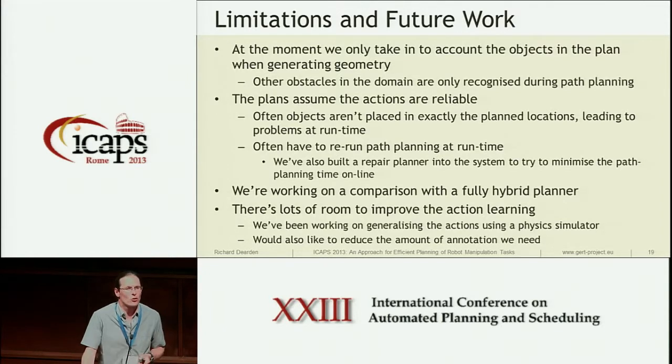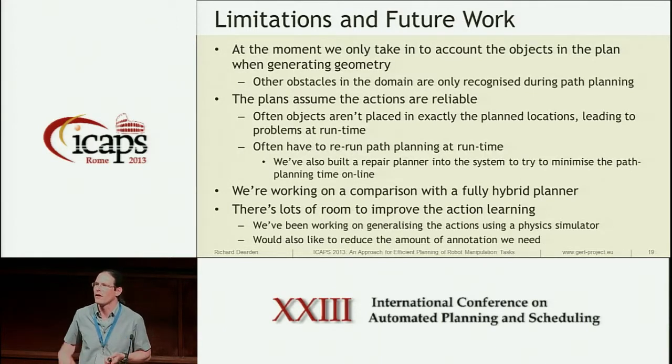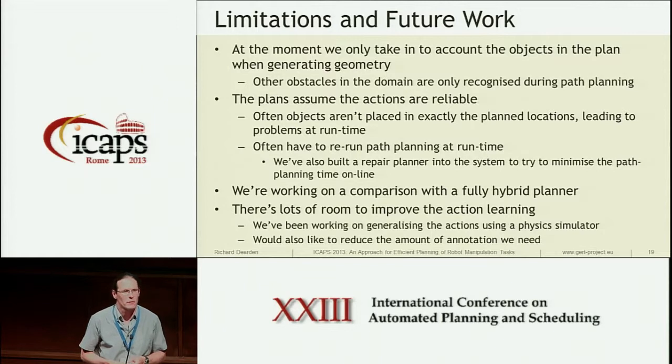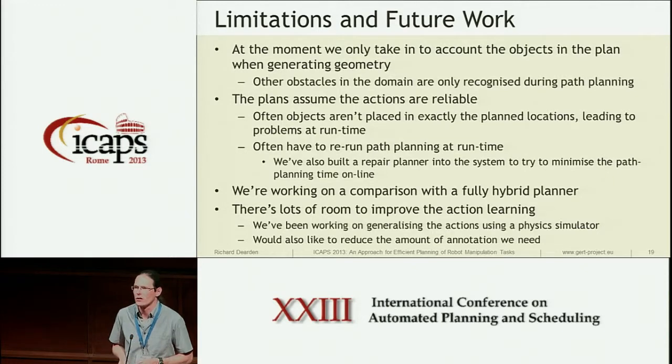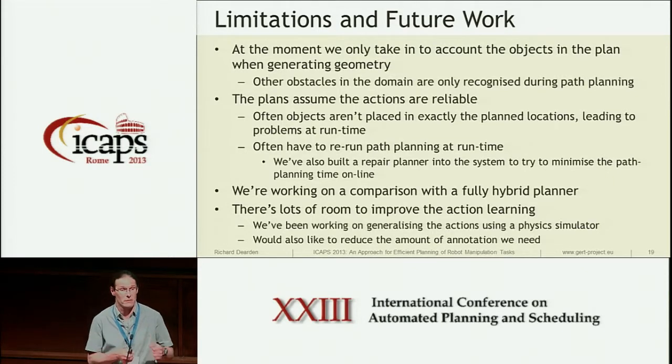Then the second thing is that all of our plans assume that the actions are reliable, and in practice, when you run it on the real robot, things don't end up in the places you planned them. And so some of the time we have to rerun the path planning at runtime, which is obviously very slow. And we've been playing around with using a POMDP-based repair planner to do that bit, but it's not in the ICAPS paper, so come and ask me about it later.